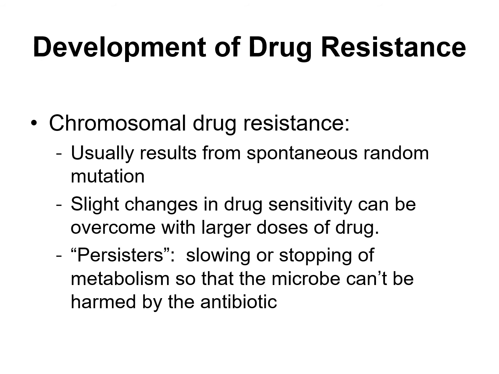So, the development of drug resistance: chromosomal drug resistance usually results from spontaneous random mutations that happen in the genome. Slight changes in drug sensitivity can be overcome with larger doses of drugs, but this isn't always the case. And then you have things called persisters, which slow or stop their metabolism so that the microbe can't be harmed by the antibiotic.